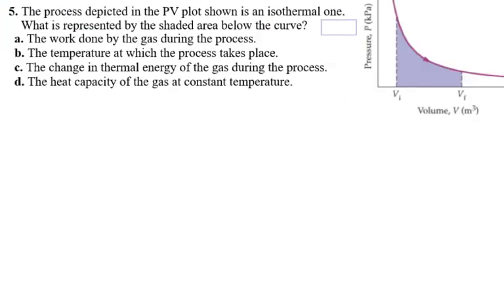Here's a multiple choice question, and in this question they ask: the process depicted in the PV diagram is an isothermal one. What is represented by the shaded area below the curve? I'll let you think for a second or pause it. So if you did pause it and now unpaused it, I hope you chose A, because the shaded area underneath the PV diagram represents work.